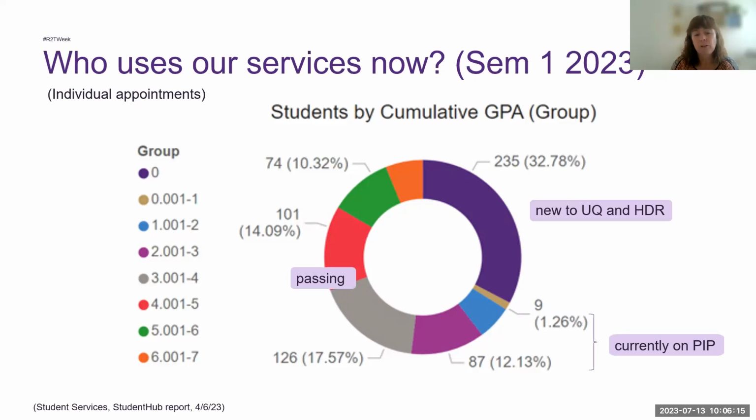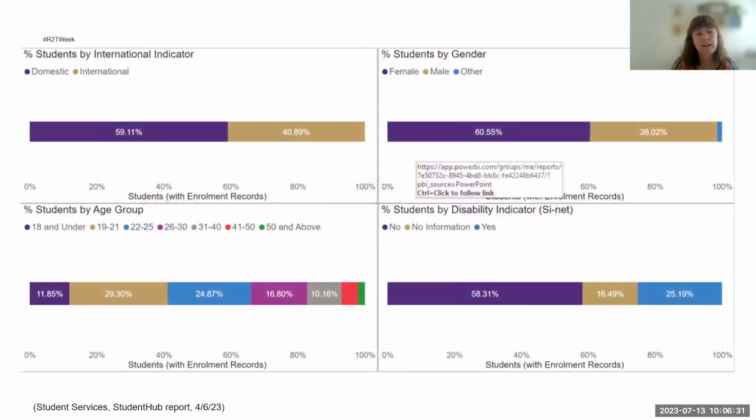We've got a big cohort that are just on that kind of passing level. And then we have a group who are in the sixes and sevens who are, I would call, succeeding students. So we've got a cross-section of students that come to us. We also can see that it's pretty balanced in terms of international and domestic, with slightly more domestic students, slightly more female. I don't know why that is. You can see the age group breakdown there, and I think that's in line with the age group across the university. And you can see the disabilities breakdown there as well.